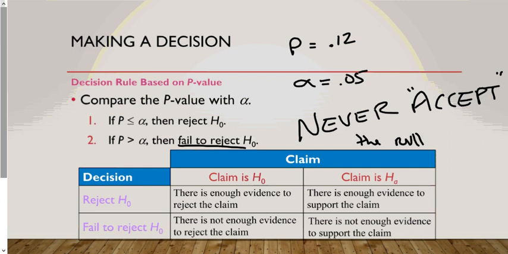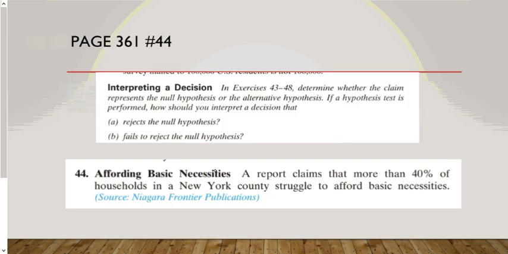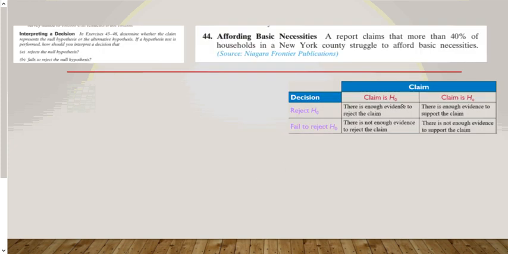So here, a report claims that more than 40% of households in New York County struggle to afford basic necessities. What we want to do is, how would you interpret a decision that rejects the null hypothesis? Then we're going to interpret a decision that fails to reject. Notice we don't actually have any of the data. This is all just practice with rejecting and failing to reject. I've got the chart here so that we can come back and reference it.